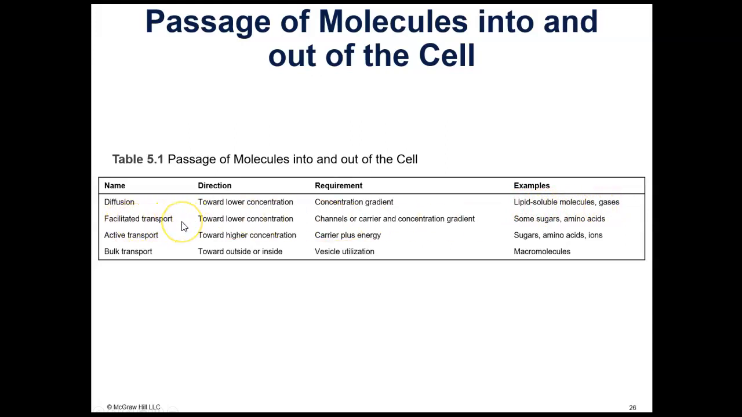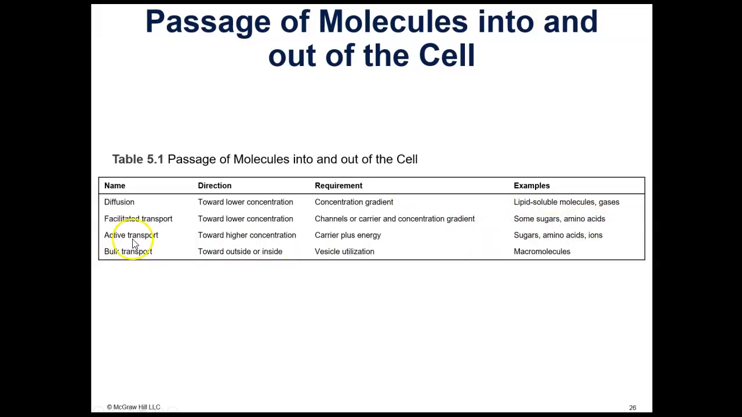Now, facilitated transport is also a type of diffusion, but the molecules that are moving this way are either polar molecules or they have a charge, and that means they're soluble in water. So they have to move through a channel or a carrier protein. They're also going to move toward their lower concentration, just like in simple diffusion, but they're going to have to move through a channel or a carrier membrane protein. Examples would be some sugars and amino acids.